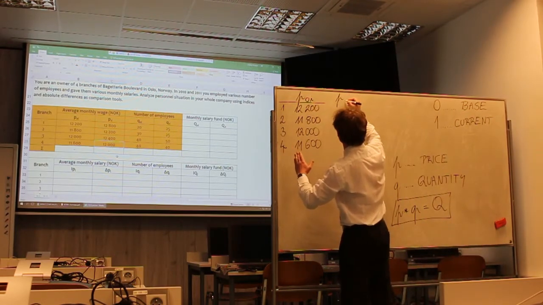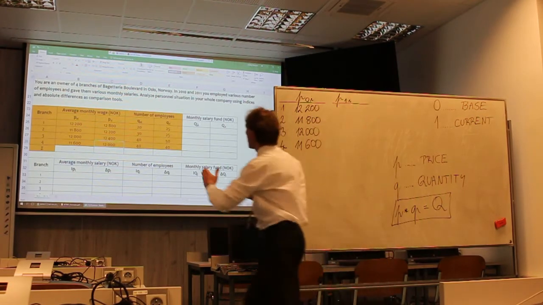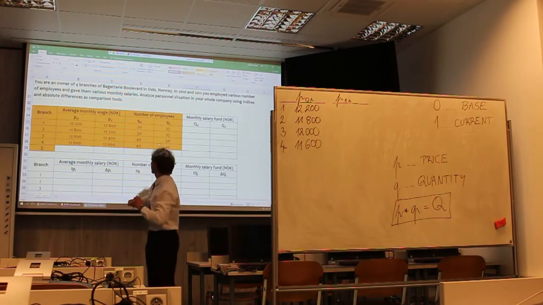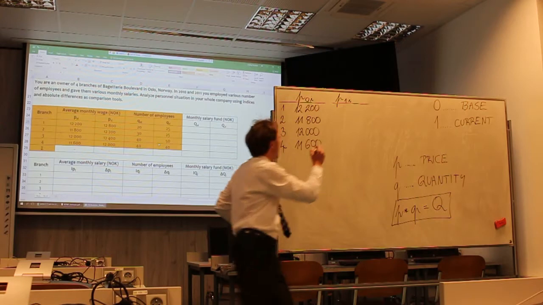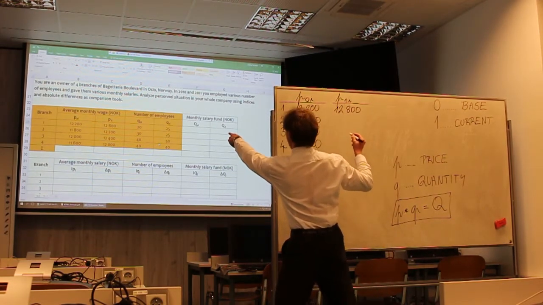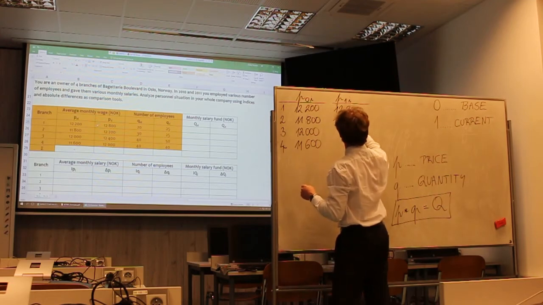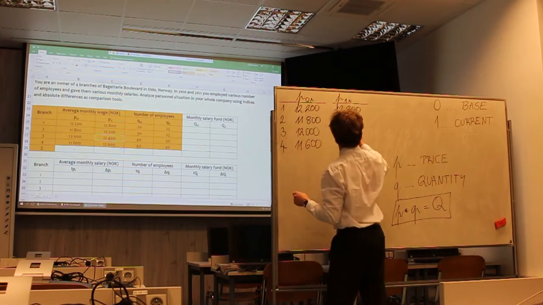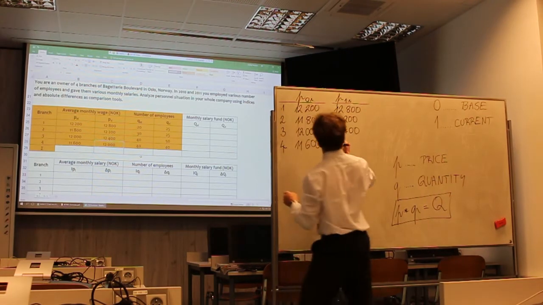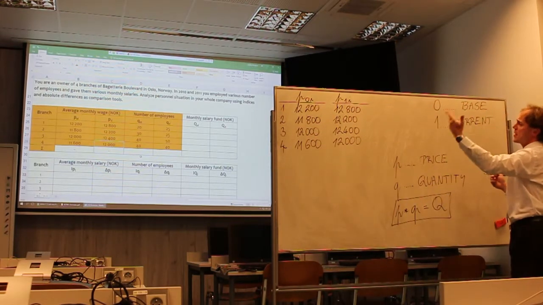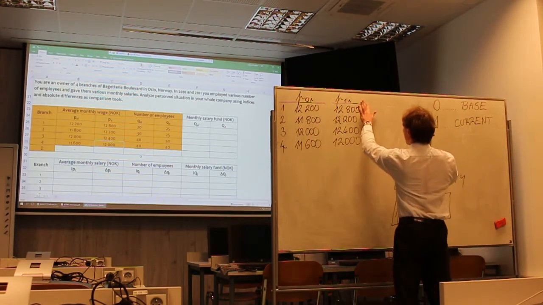Different situation was in year 2011, current period. Price in the first period for the 4 branch offices, you paid more or less in different branch offices. 12,800, 12,200, 12,200, 12,400 and 12,000. Okay, so this is the development about price, wages.